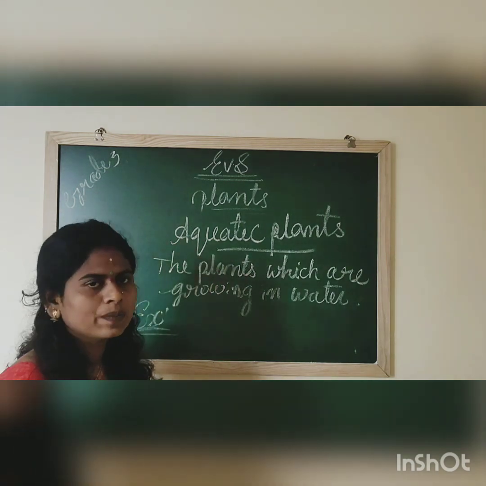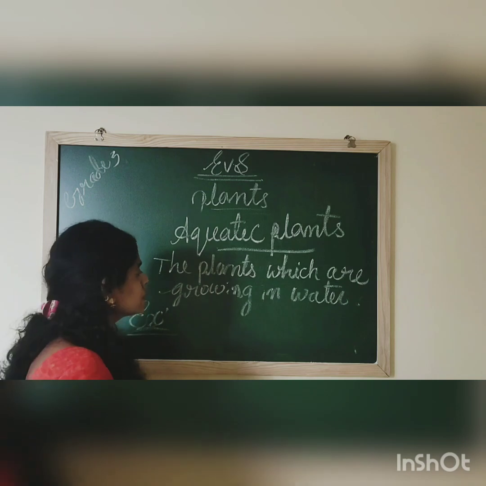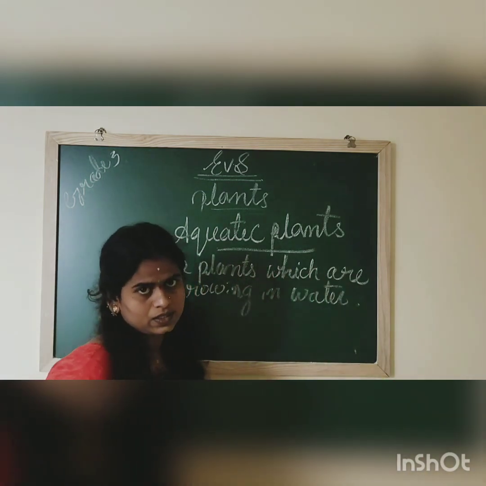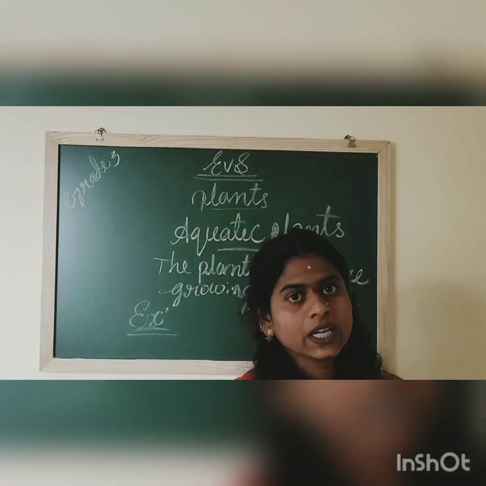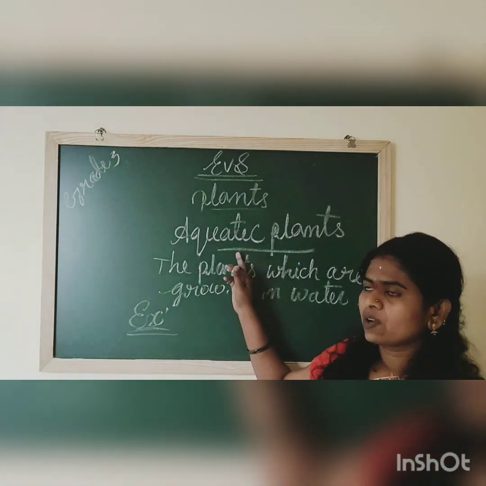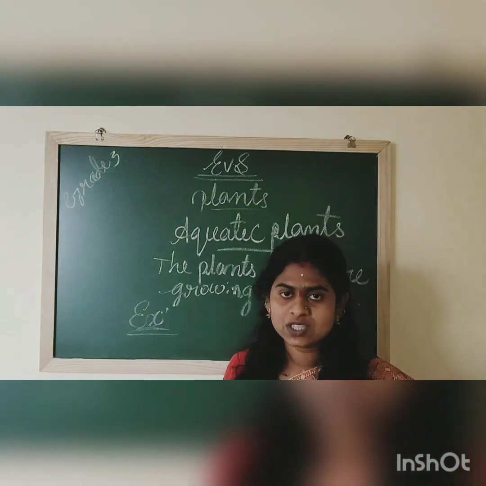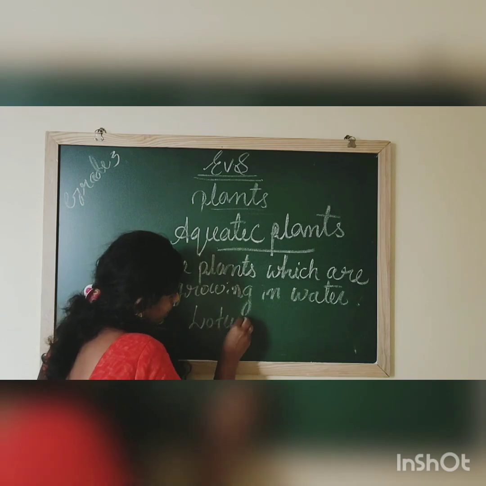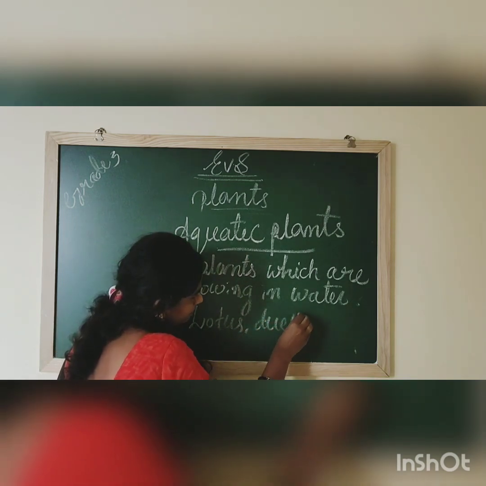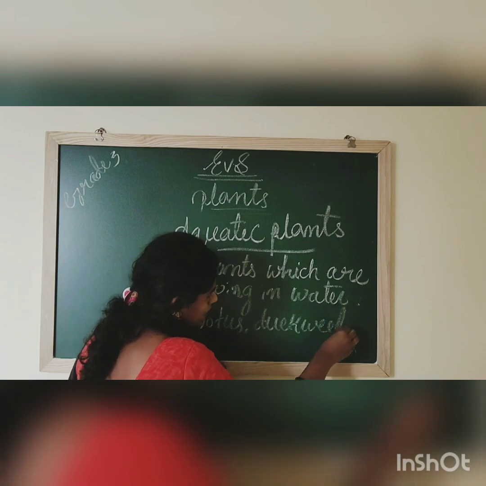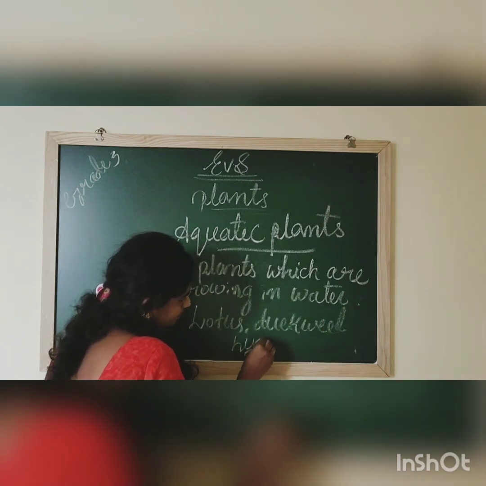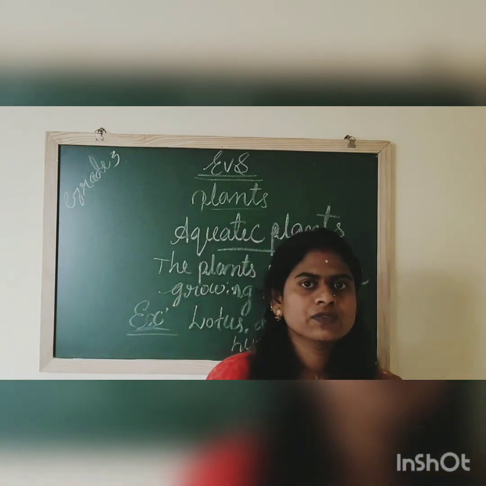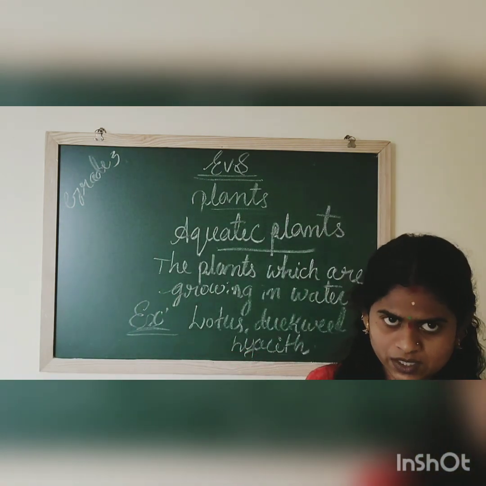Okay, what are aquatic plants? Aquatic plants means the plants which are growing in water. So the plants which are growing in water are said to be aquatic plants. Examples: hyacinth, duckweed, lotus. These are some of the examples of plants which are growing in the water.